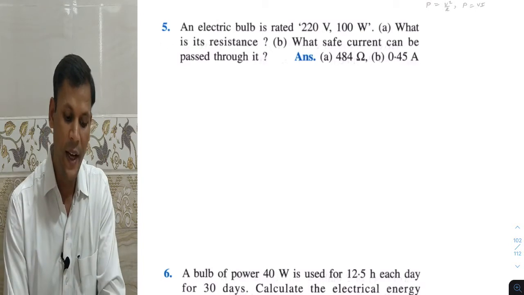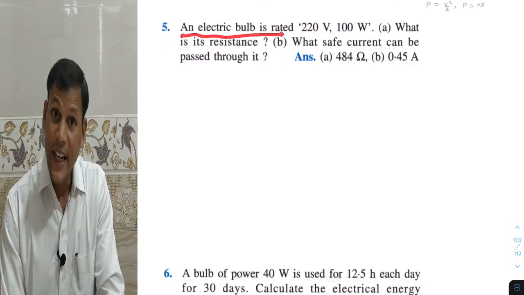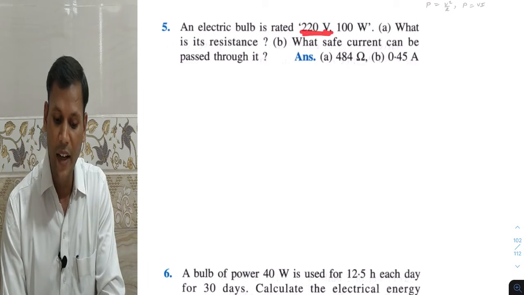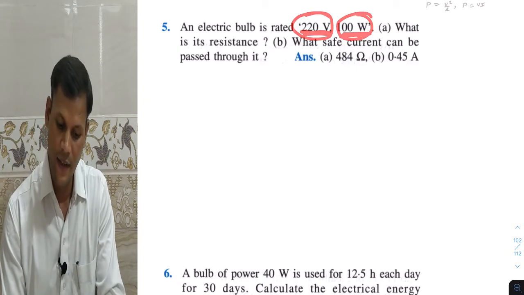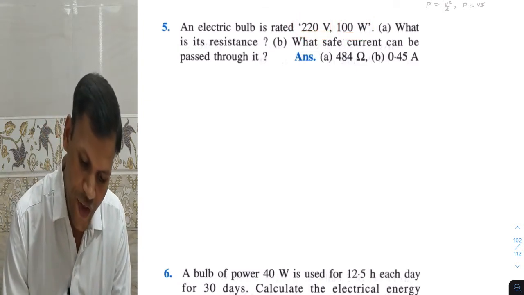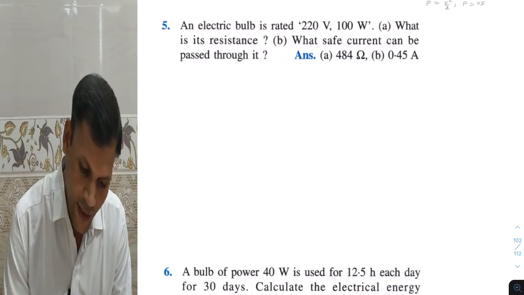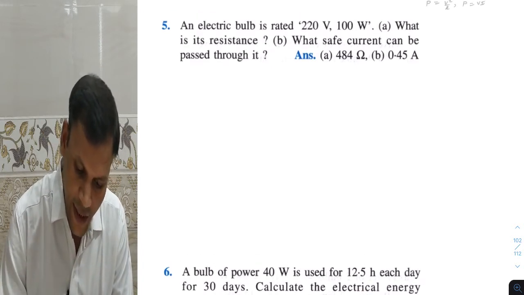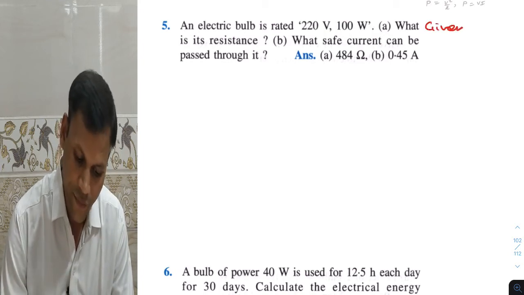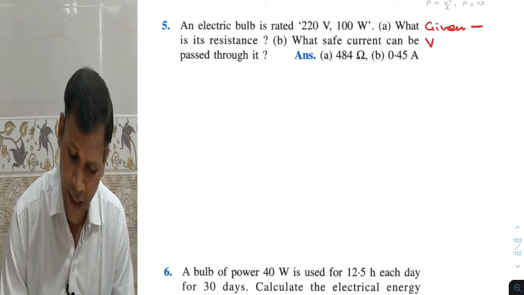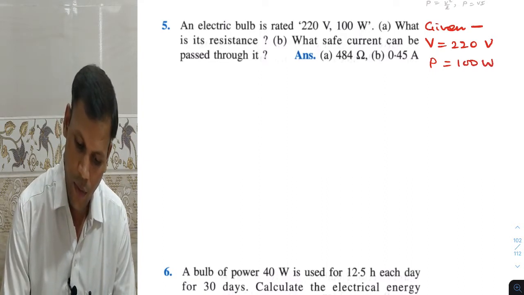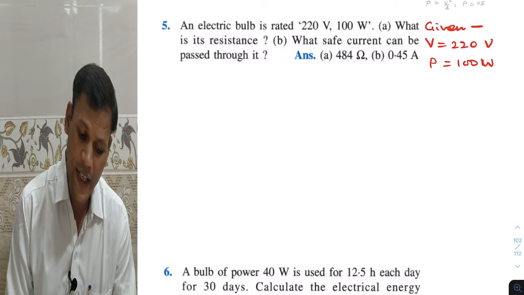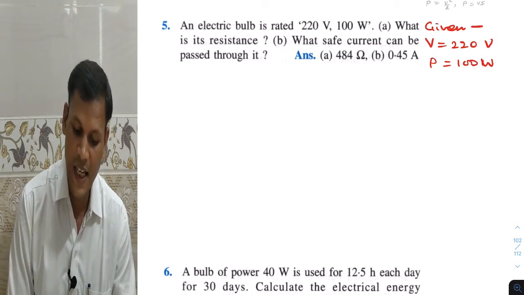What is question number 5? An electric bulb is rated 220 volt and 100 watt. Potential is 220 and power is 100. So what information is given? We can write that first. वो हम पहले लिख लेते हैं. हमें क्या क्या दिया है? Just we can write in given part. Voltage V is 220 volt and power is 100 watt. So first it is asked what is its resistance, तो हमें resistance निकालना है.